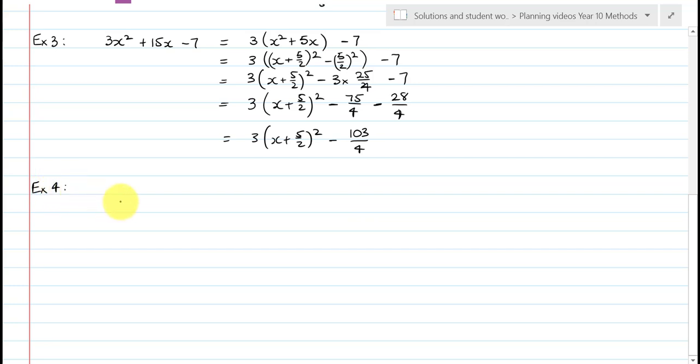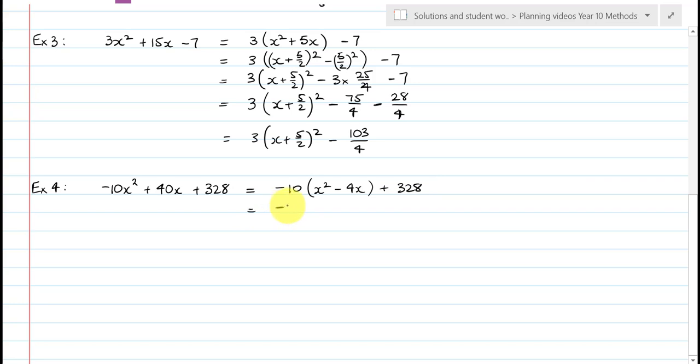Example 4, completing the square on non-monics. Negative 10x squared plus 40x plus 328. I've done two things here. First of all, I've introduced that negative coefficient of x squared. And secondly, I just want to show you that it really doesn't matter how big, small, or obscure the constant term is. So negative 10x squared plus 40x gets factorised to give me negative 10 times x squared minus 4x. So I've factorised out that negative 10 and then plus 328.